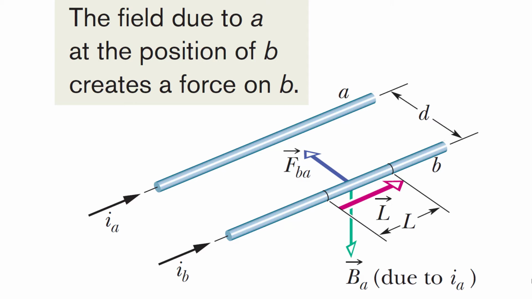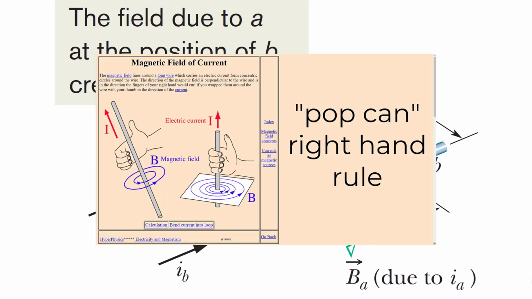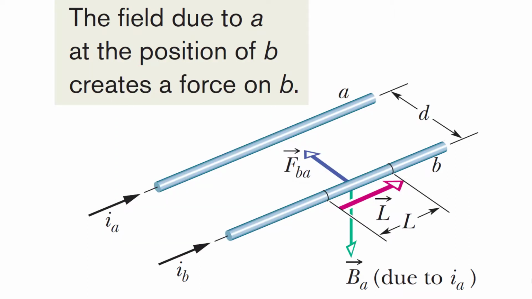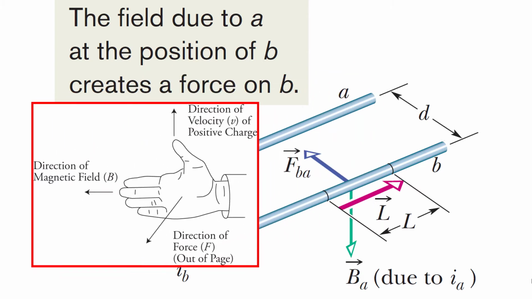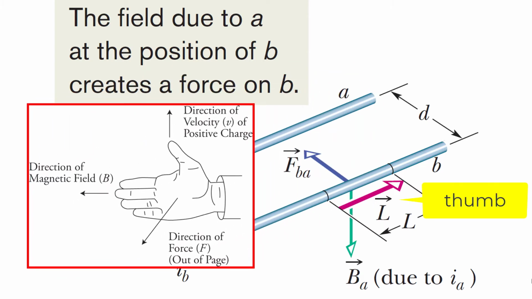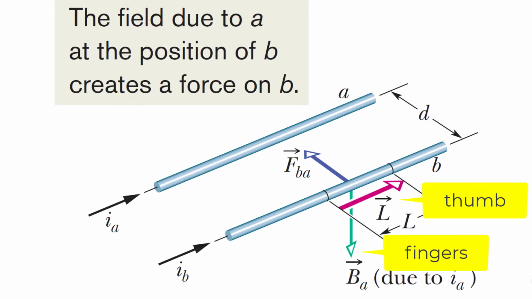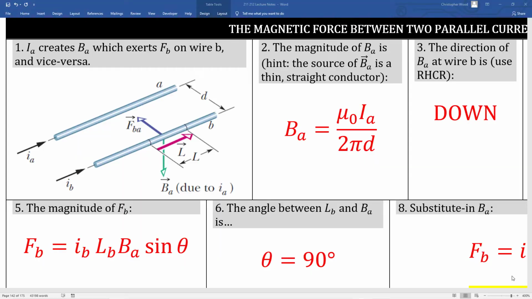You use what I call the pop can right-hand rule to find out what's going on with the magnetic field created around wire A and also encountering wire B. For wire B, you use what I call the flat hand right-hand rule, which I've discussed. Your thumb points in the direction of the current flowing through wire B. Your fingers are aligned with the direction of the magnetic field existing along wire B due to wire A, and your palm is pointing in the direction of the magnetic force acting on wire B due to the magnetic field created by the current flowing through wire A. Phew. Okay, let's look at box 2.